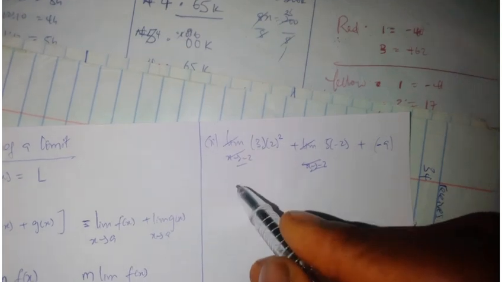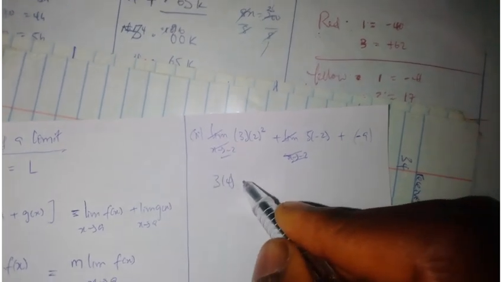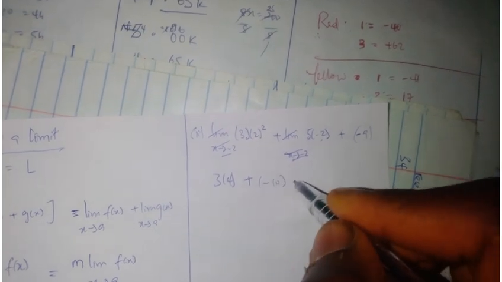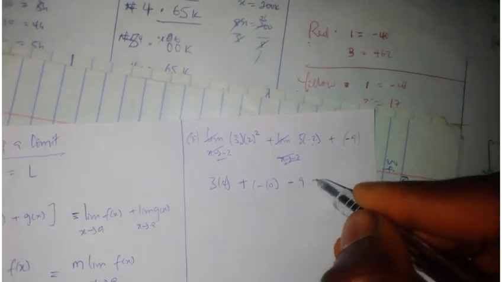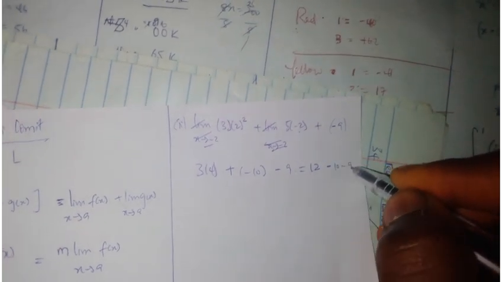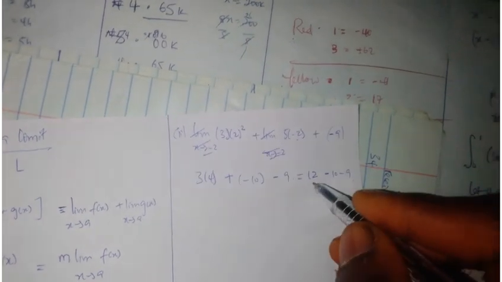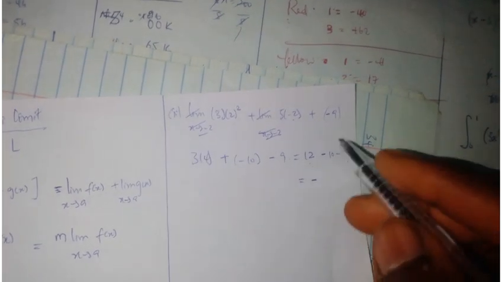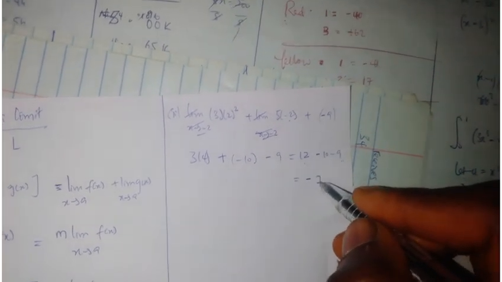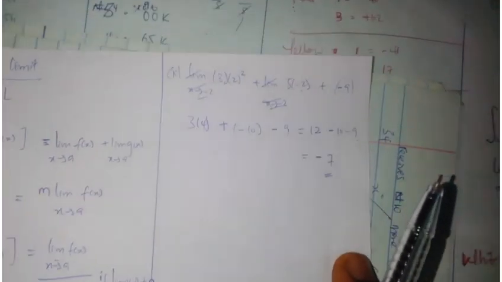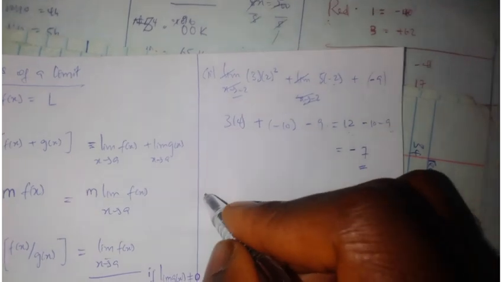On expanding, this becomes 3 into 4, plus 5 times minus 2, which is minus 10, then minus 9. That leaves me with 12 minus 10 minus 9. This is minus 19 plus 12. It leaves me as what? Minus 19 plus 12 gives me minus 7. Okay, in this case, my answer is minus 7. For number 3 question, number 3 question says what?